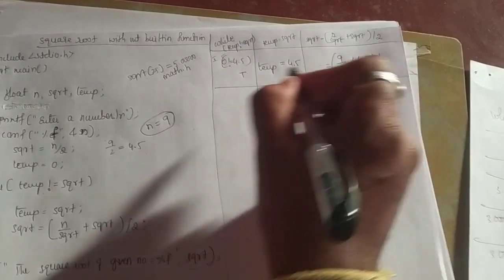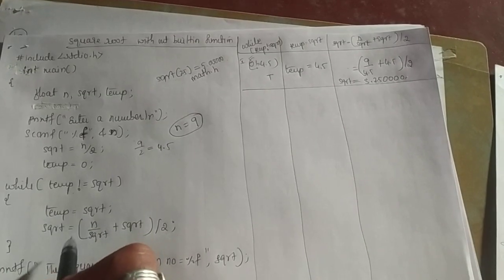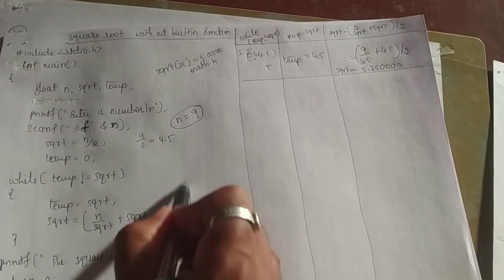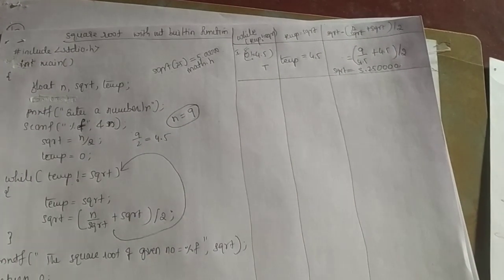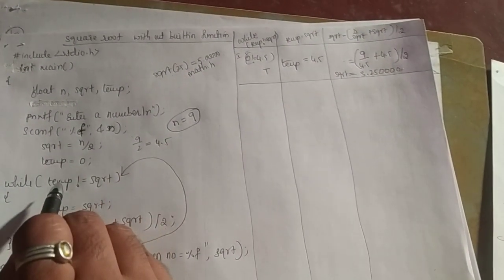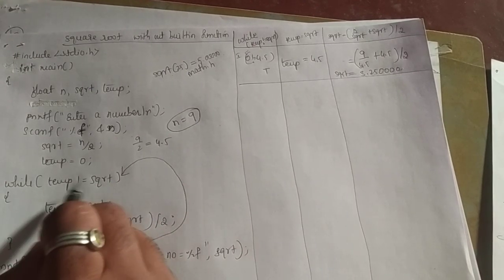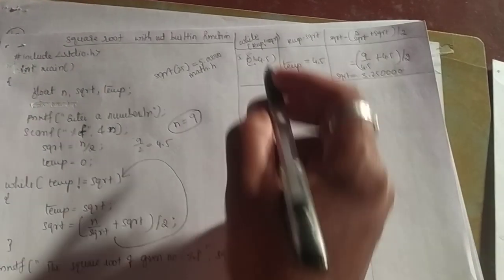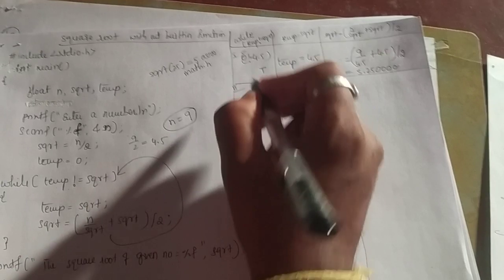These updated values will be checked in the while loop. It means after these two statements are executed, control will come back to the while loop only. Okay? New values will be substituted here to check the while condition a second time. So the second time we are checking the condition.